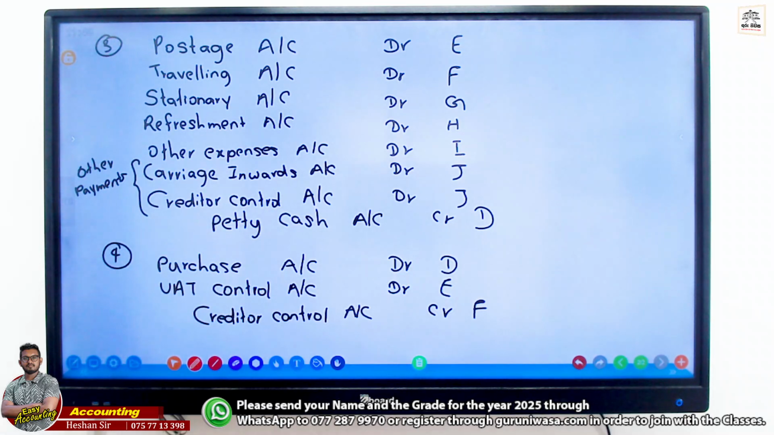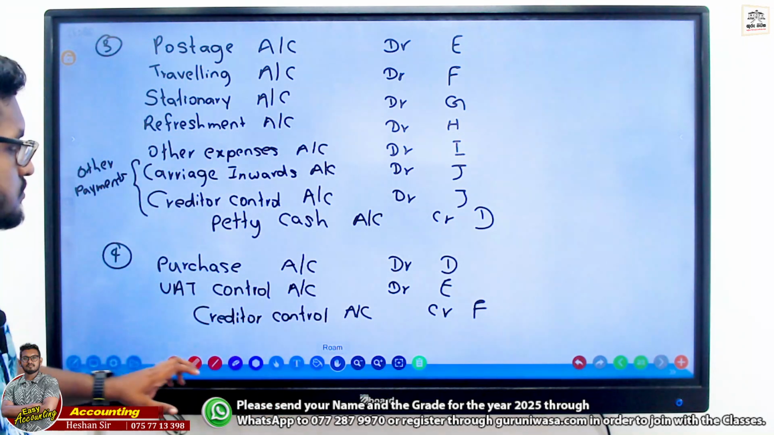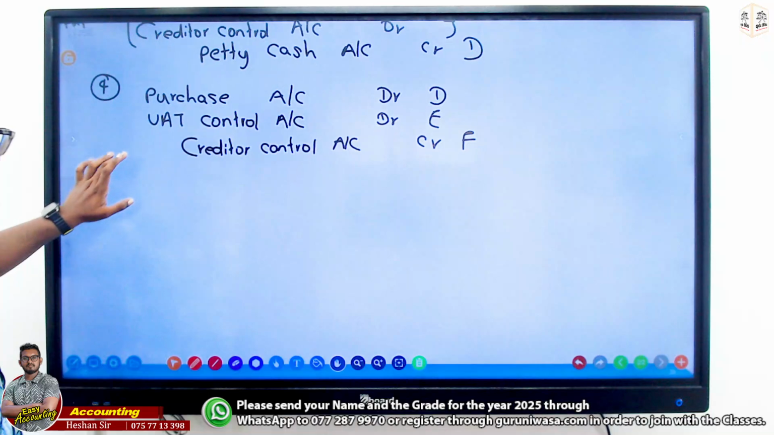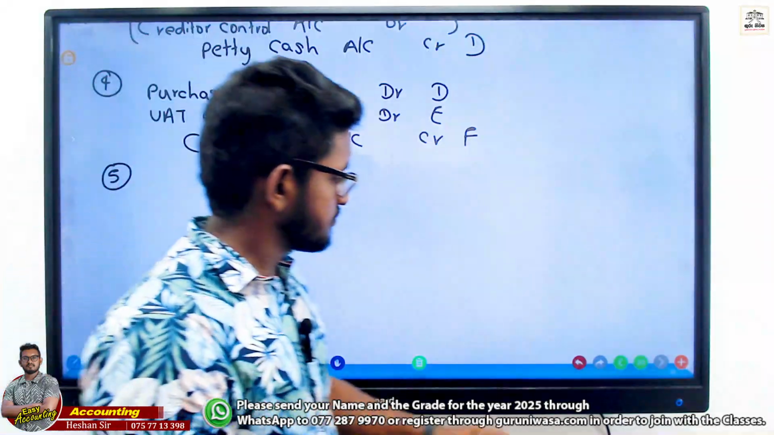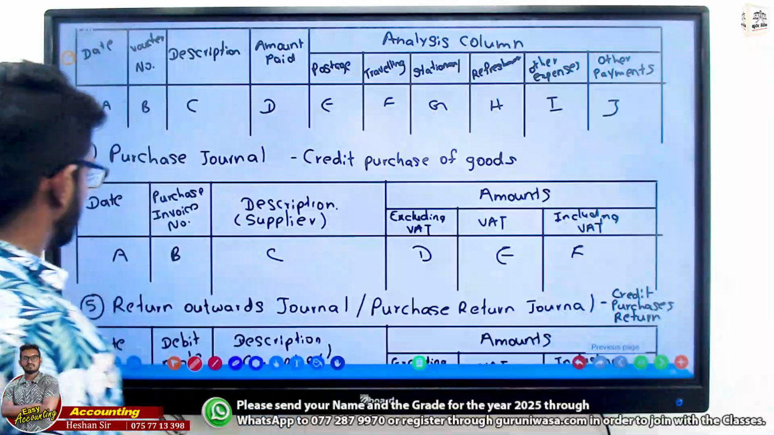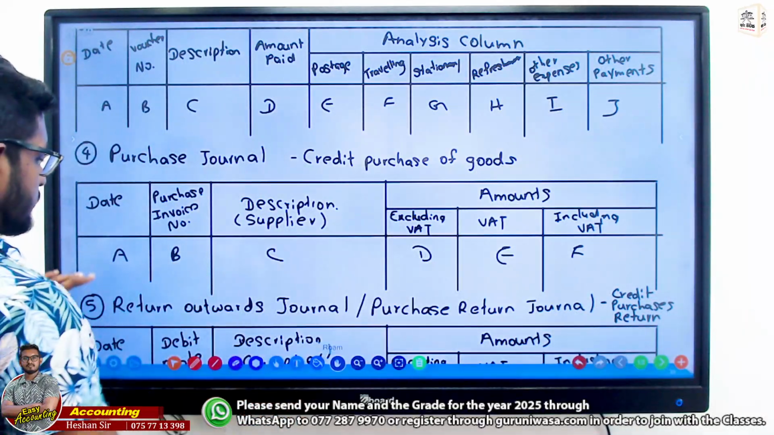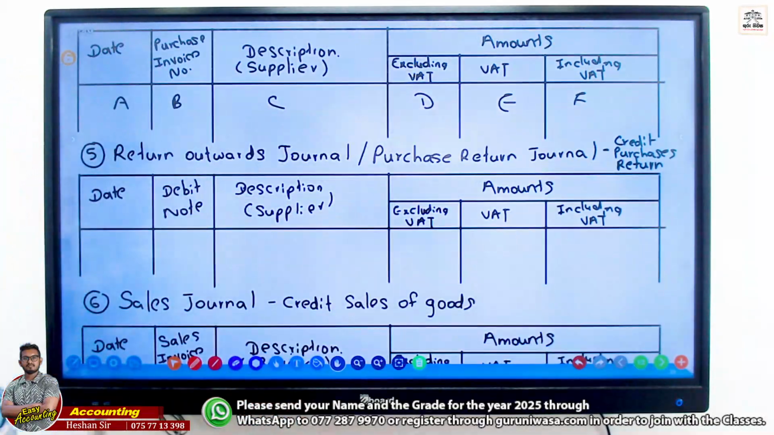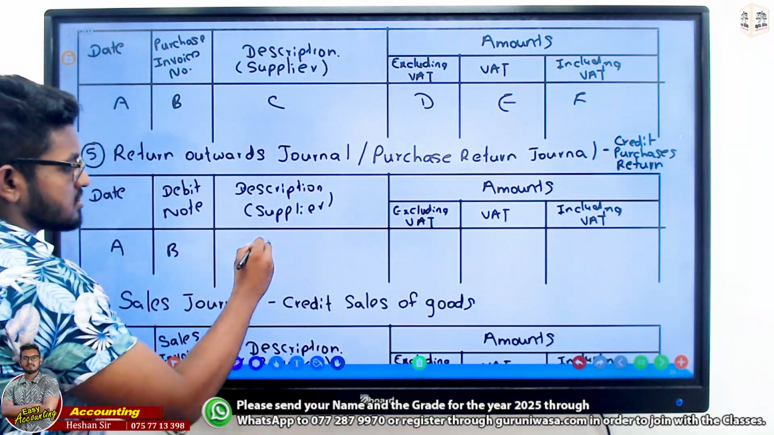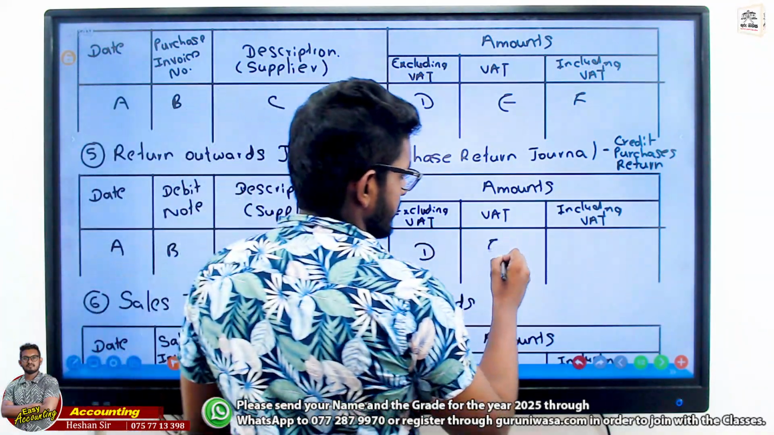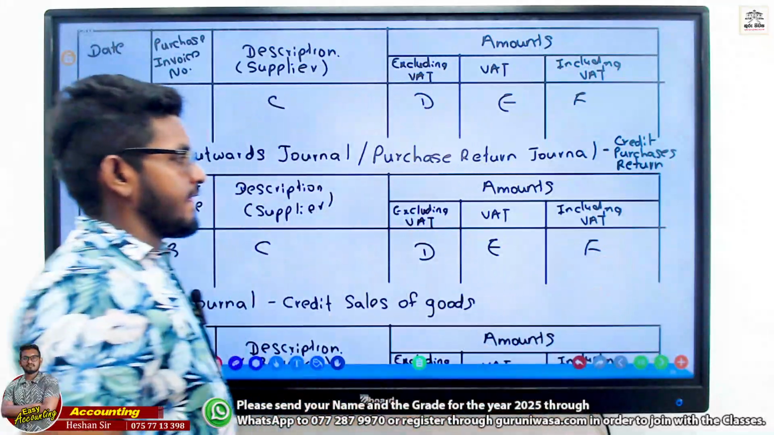Right. Hope you have done it right. Number 5, return outwards, which means purchase return. We are returning goods to suppliers, bought on credit. So if I write A, B, C, E, F, right?